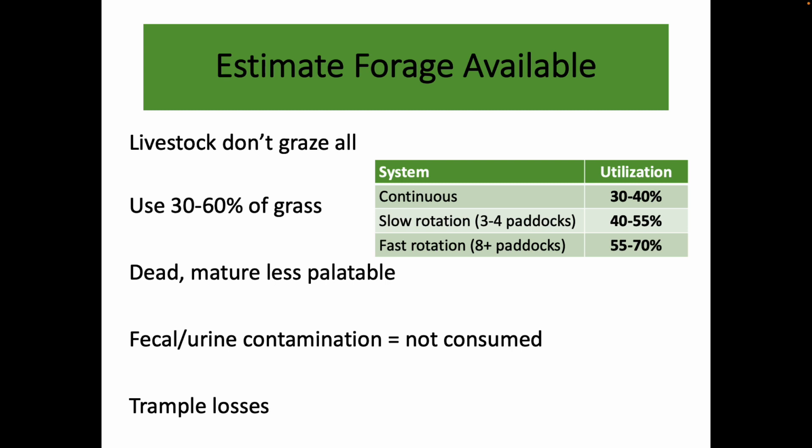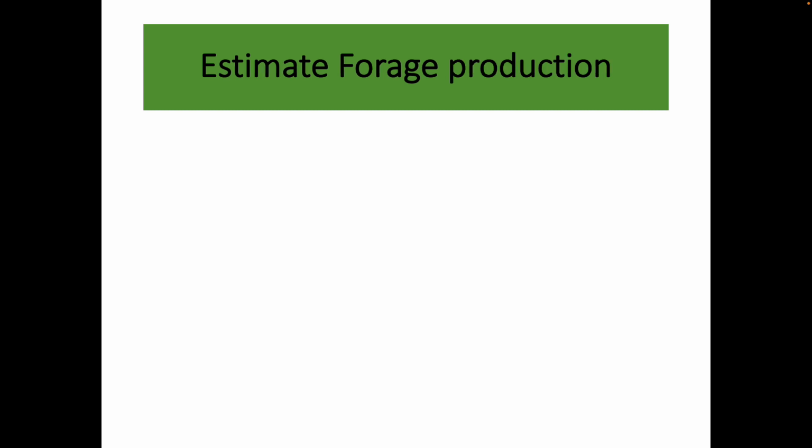So, just some ballpark numbers in terms of the percent of forage utilization: for a continuous grazing system, about 30 to 40%. For a slow rotation of about 3 to 4 paddocks, 40 to 55%, and then a fast rotation would be about 55 to 70. So you can see we kind of went in that 40 to 80% range in our example here.